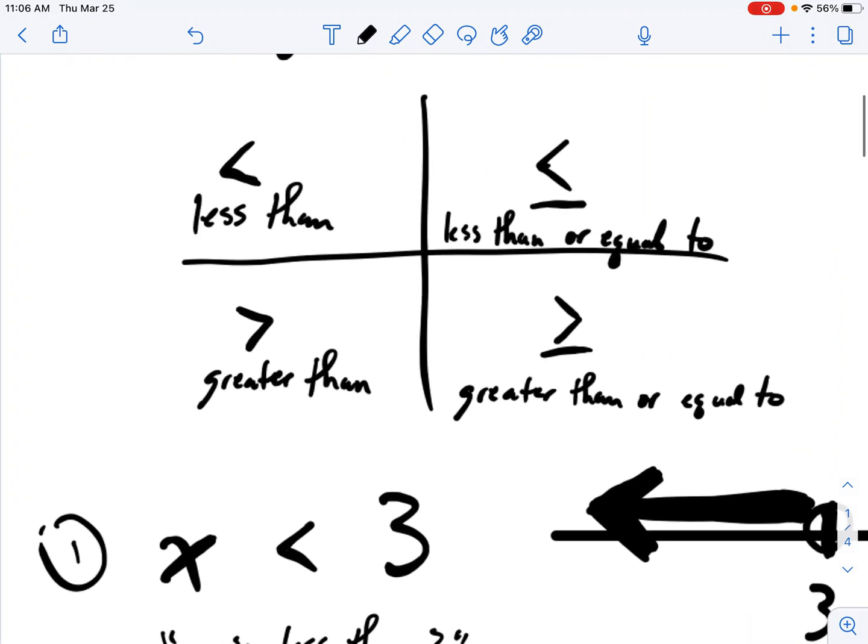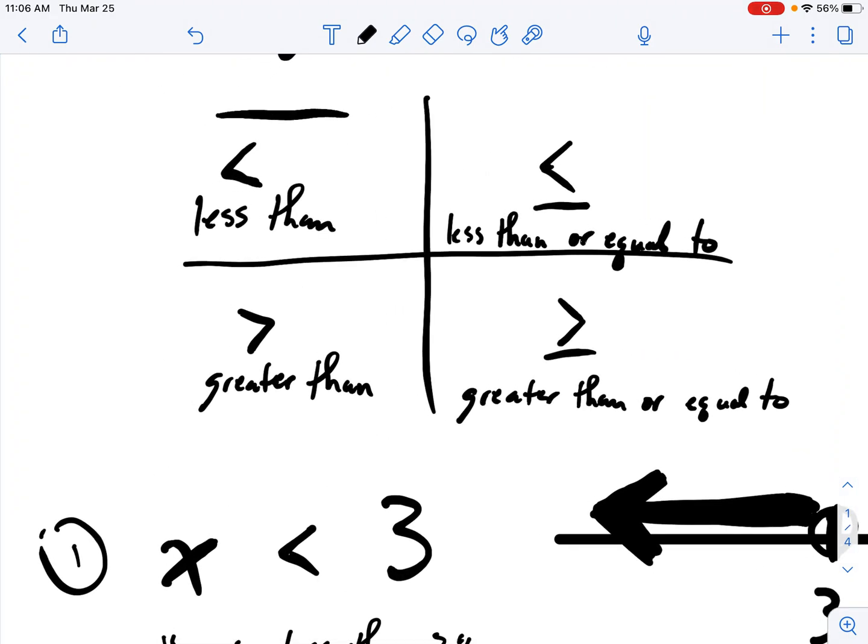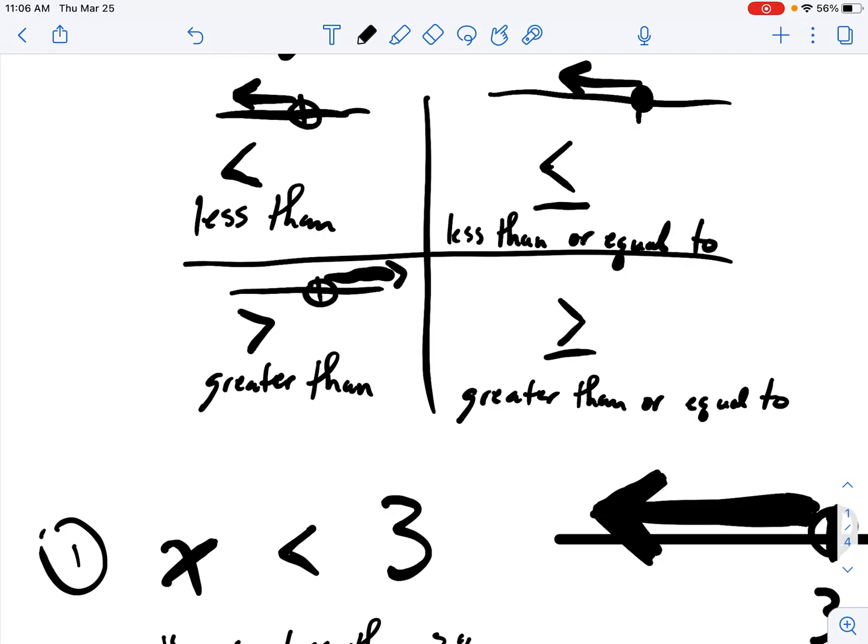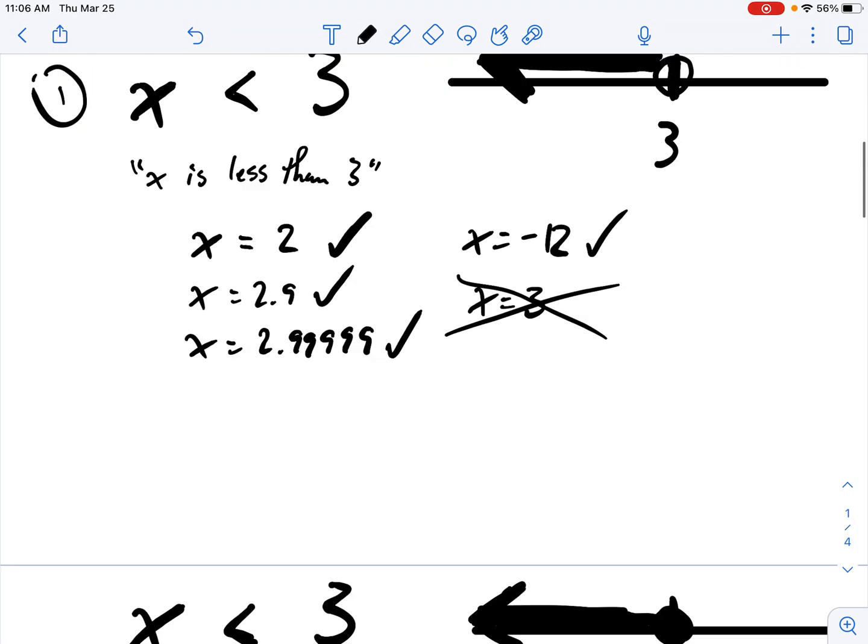Up here, I'm going to put open dot with an arrow. And here, I'll put closed dot with an arrow. So for greater than, it's going to be the same as less than: open dot with an arrow. Greater than or equal to, closed dot with an arrow, okay? All right, so let's keep going.